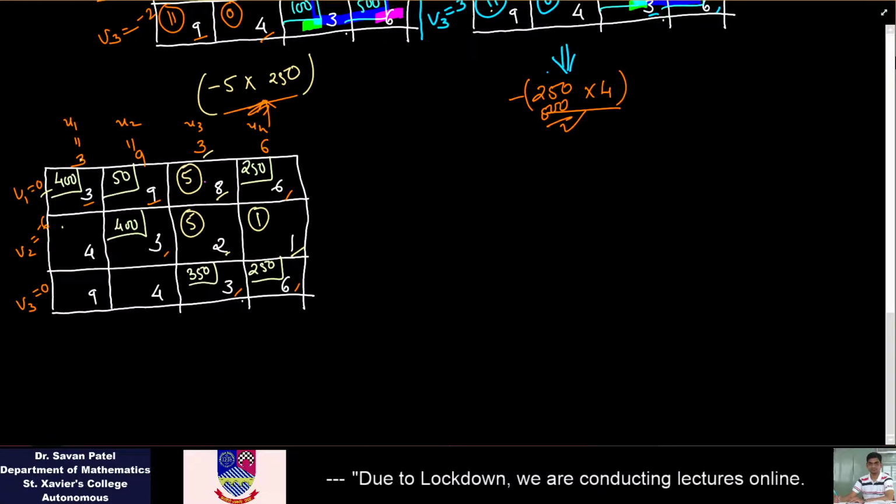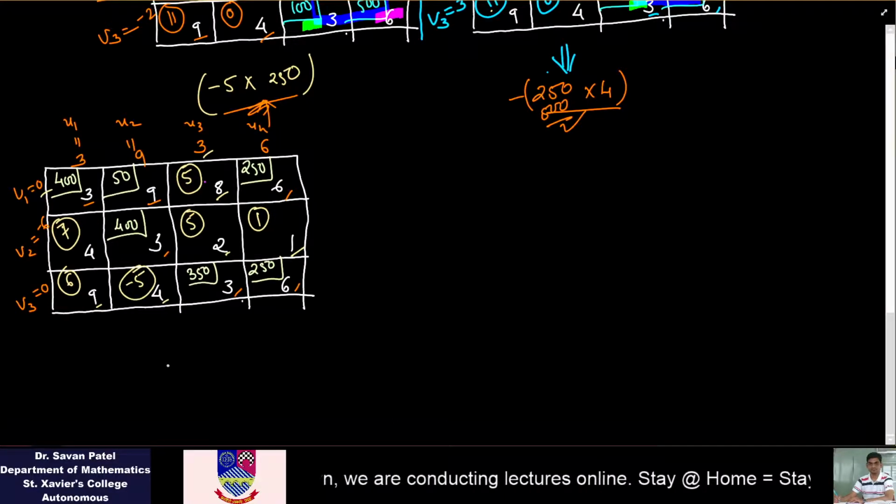Here minus 6 plus 3. So it is minus 3. 4 minus 3, it is 7. Here it is 9 minus the sum of these two, that is 3. So 9 minus 3, so it is 6. Here it is 4. So 0 plus 9, so it is 9. So 4 minus 9, so it is minus 5. So here you are getting the negative value. So we will find out the loop so that we can reduce the transportation cost.